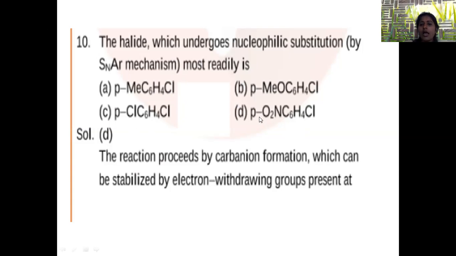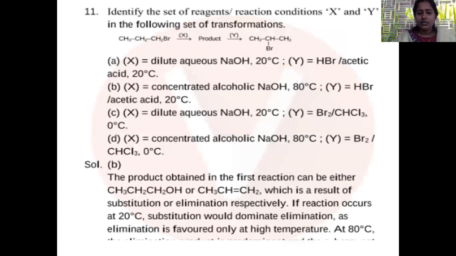Only the option para-nitrochlorobenzene satisfies this condition, that is the SNAr mechanism. The reaction proceeds by carbanion formation, and that carbanion is stabilized by electron withdrawing groups. That electron withdrawing group is in para-nitrochlorobenzene. This is the only correct option.